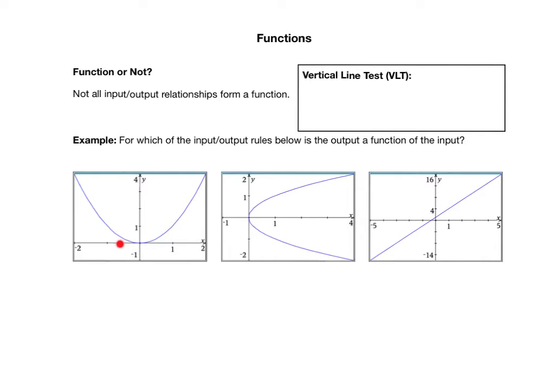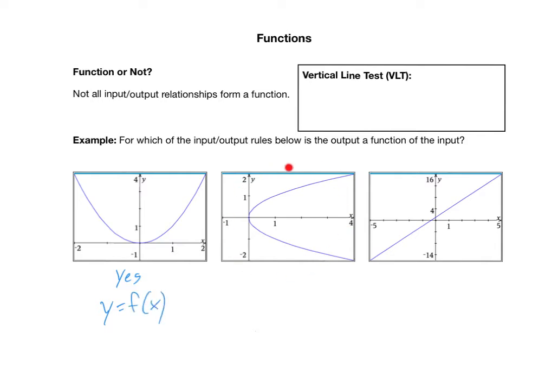Or what if we took this point right here? If you go up to the curve, it has only one corresponding output with it. So if you were to continue to do this, you see that each input has only one corresponding output. So in this case, yes, y is a function of x, and we'll call it y equals f of x.